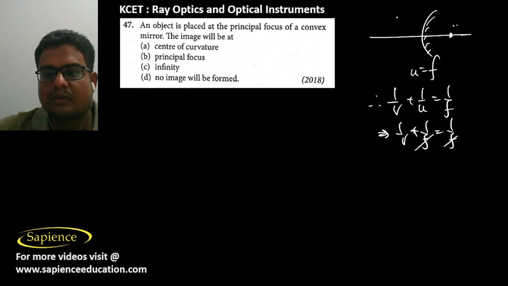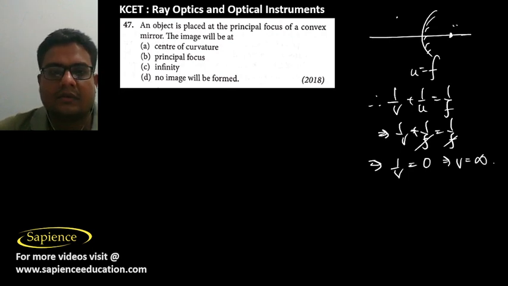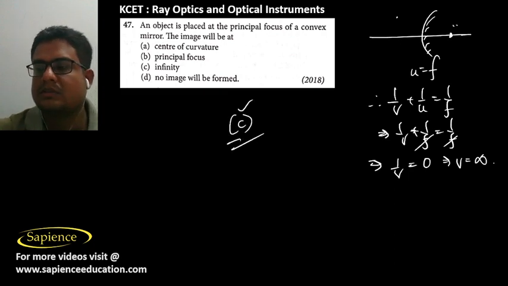The 1 by f will cancel. So 1 by v is equal to 0. So it means that v is equal to infinity. It means the image is formed at infinity. Option C is the correct answer.